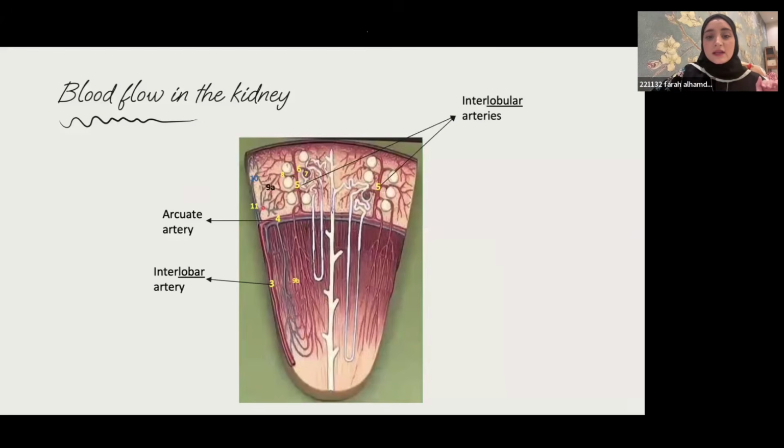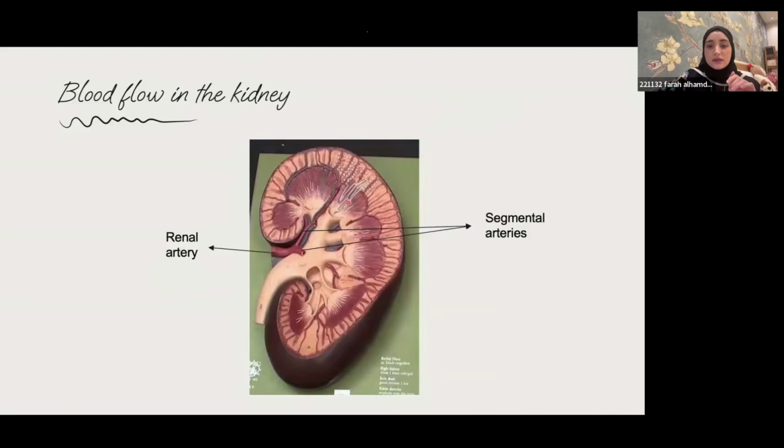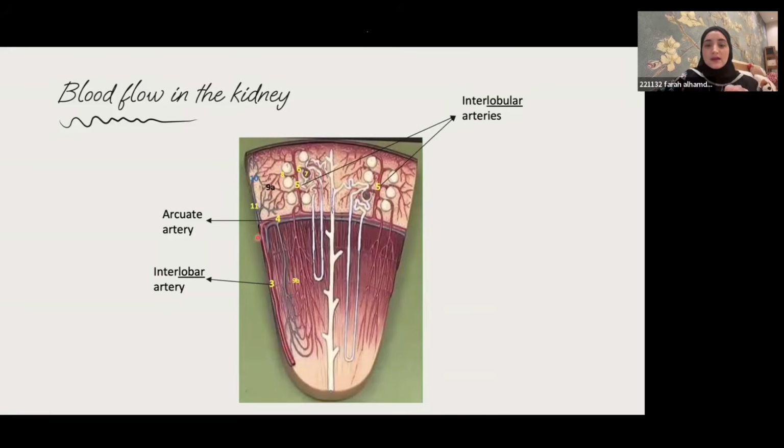Then we have in each lobe, first of all, we have the interlobar artery. Interlobar means between the lobes. So, you know, we have like 7 to 18 lobes. So between those lobes, we have the interlobar arteries. Then we have the arcuate arteries. These arteries, from the name arc or arch, they make an arch, okay, between the cortex and the medulla.